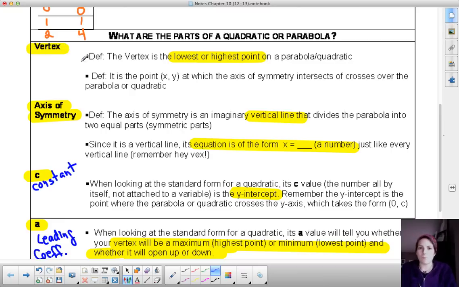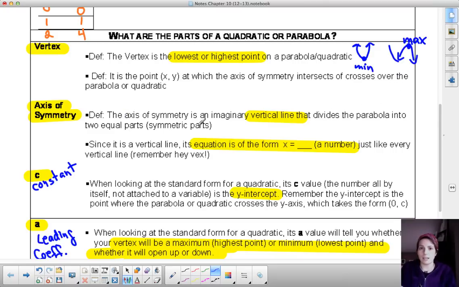Now you better be back, because now I want to talk about these words. The vertex. Vertex, remember, is the lowest or the highest point. So when we look at the picture, if our U opens up, this is a minimum. And if our U opens down, like this, this point up here is considered a maximum because it's a high point.